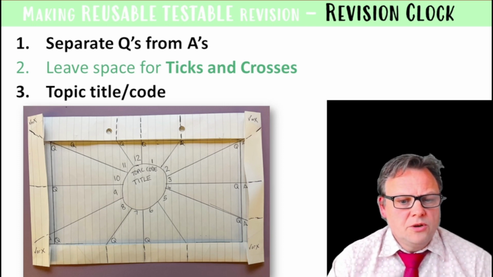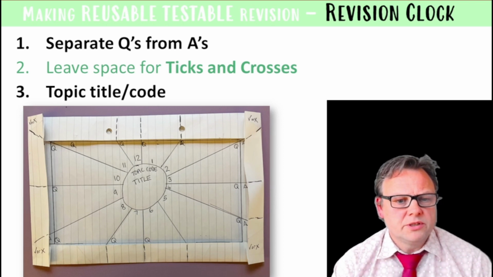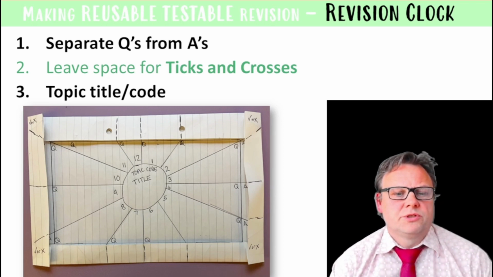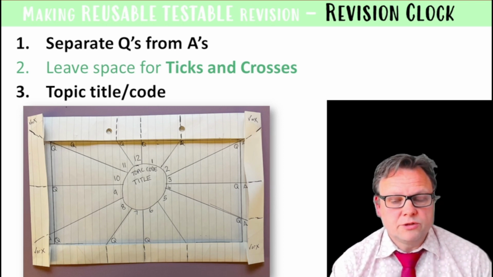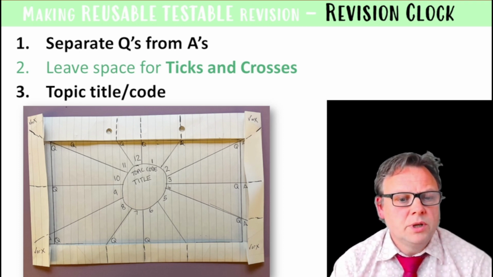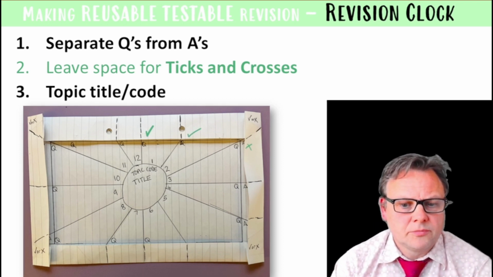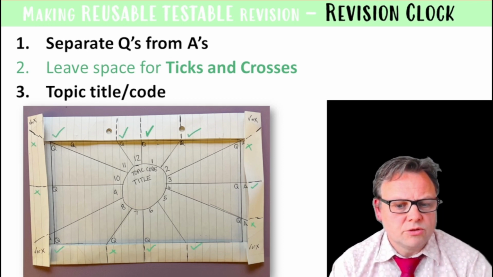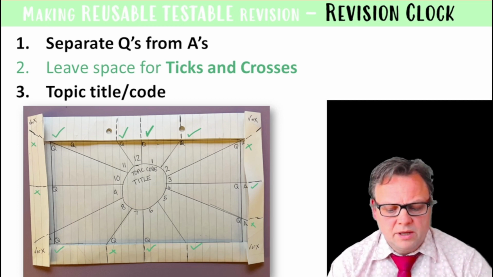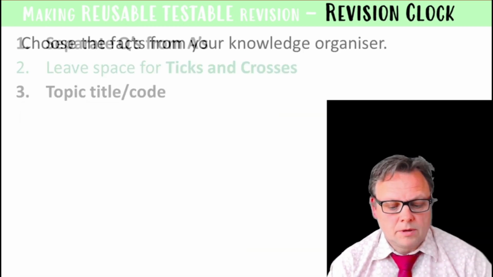Okay, so hopefully you can see that we've done all of those things. We've separated the questions from answers. We've left space for ticks and crosses. We've covered up the answers so we can test ourselves. And we've got a topic code in the middle so that we can store it and reuse it again later. There we are, just having the ticks and crosses around the outside so that we can see which ones we're getting right and which ones we're getting wrong.